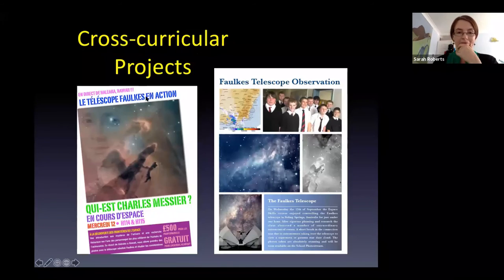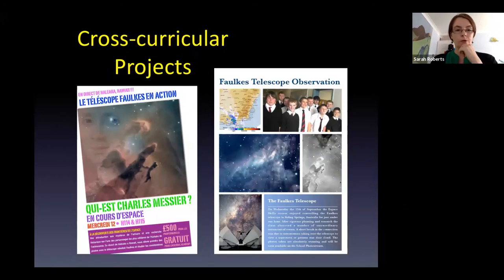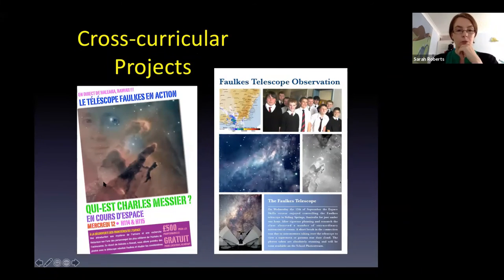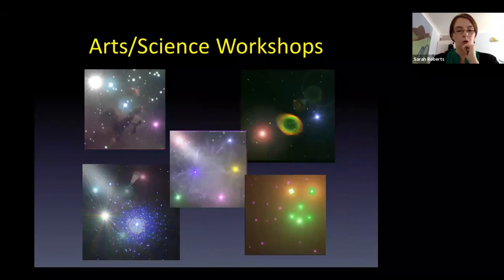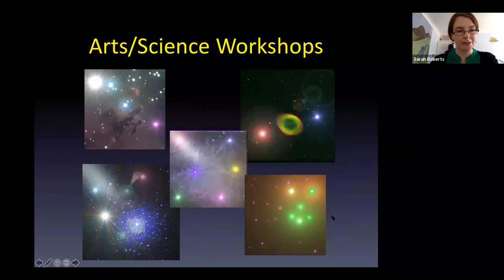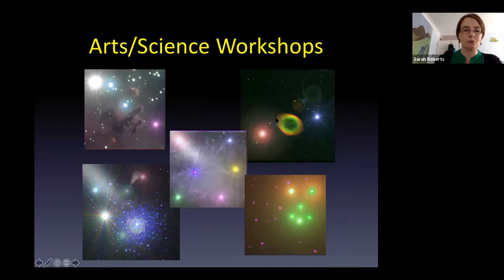Starting off with some random ones, cross-curricular projects. We had a school up in Scotland who used the telescope quite a few years ago for their French lesson. They learned about Charles Messier, and they did a French poster about who is Charles Messier, and did some images of some Messier objects. So you can do some cross-curricular things. Art and science with the telescopes, we've seen some beautiful images. These are some images which were obviously edited afterwards by the school students, because you don't get a smiley face open cluster. So they've added their own things and special effects there.